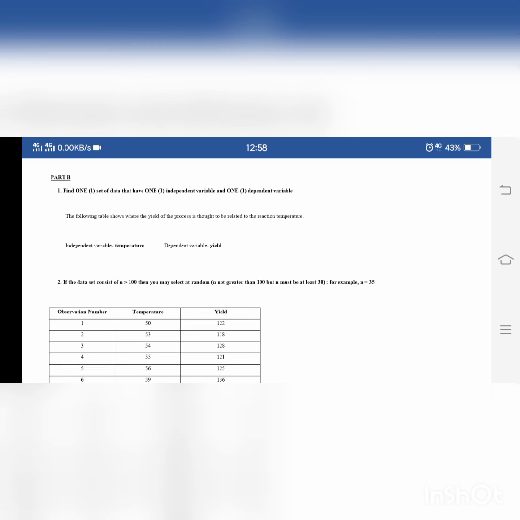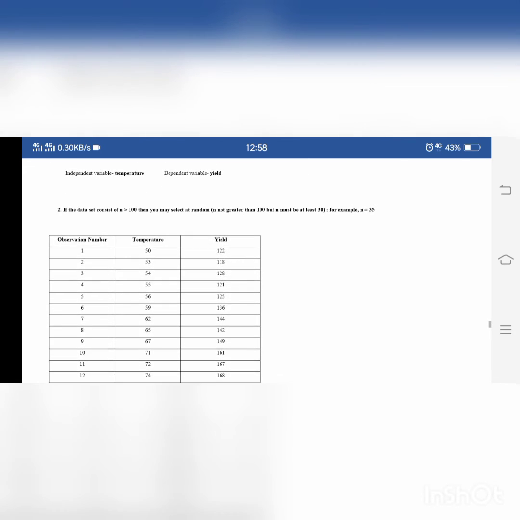So we move to part B. Part B, question 1. Find one set of data that has one independent variable and one dependent variable. The following table shows that the yield of the process is thought to be related to the reaction temperature. From the table data, we can see the independent variable is temperature, and the dependent variable is yield. Then we move to question number 2.